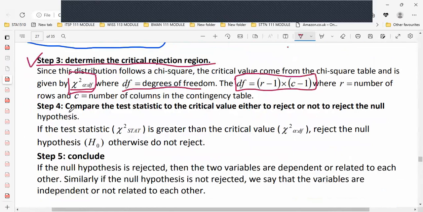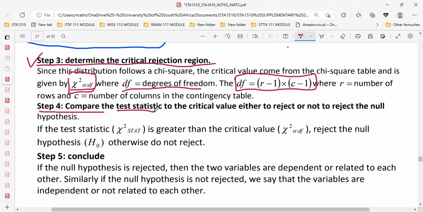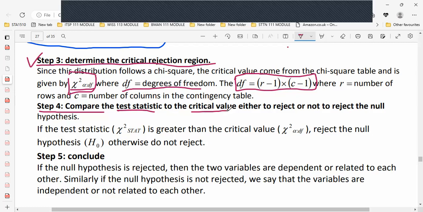Step 4, you compare the test statistic. In this chapter, we don't calculate probability. Please note this. We are dealing with the test statistic and the critical value. That's why I was saying that with this chapter, please make sure that you get full marks. We compare the test statistic to the critical value, either to reject or not to reject the null hypothesis. Please be careful of this.